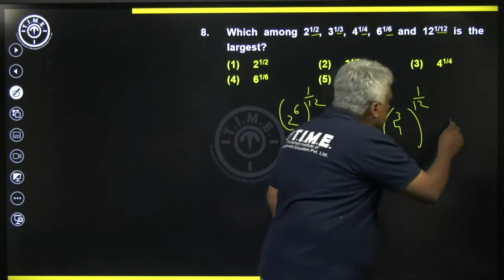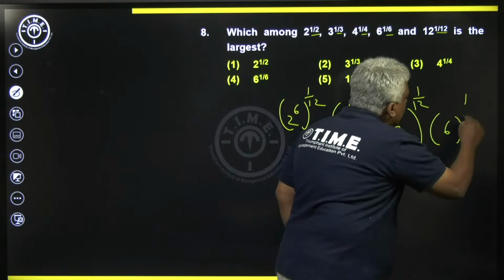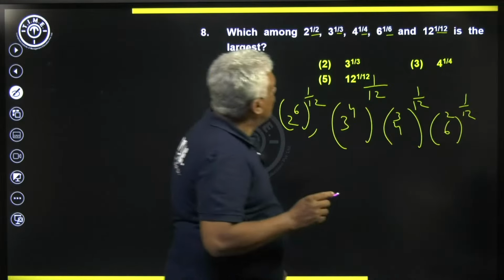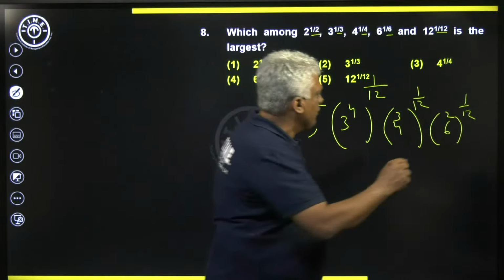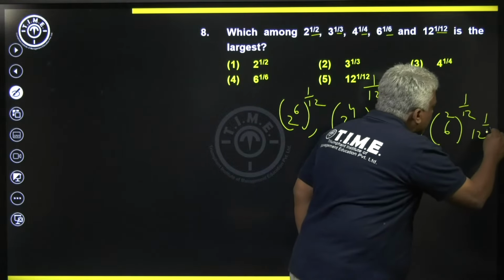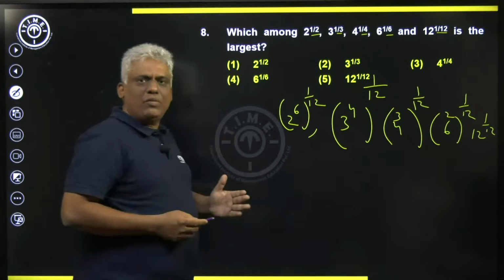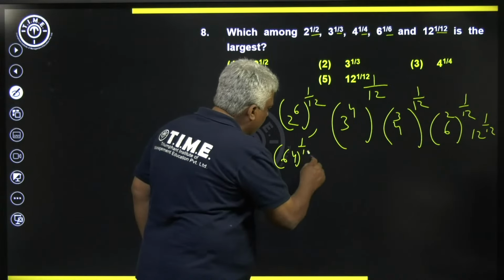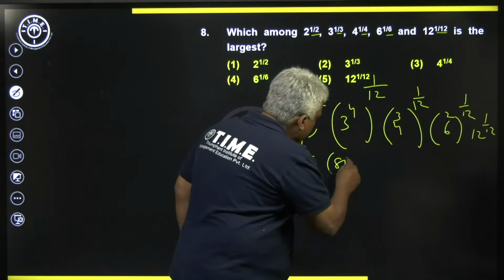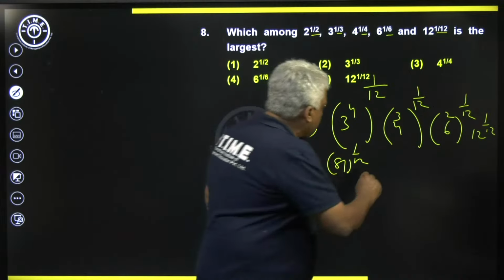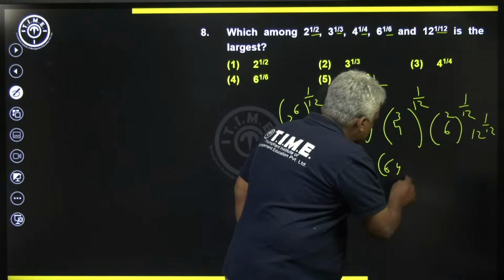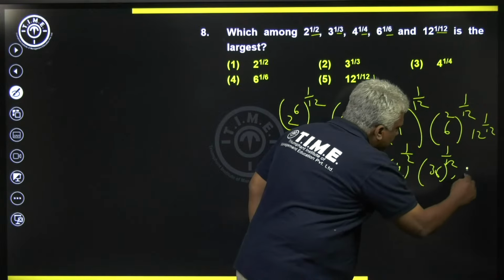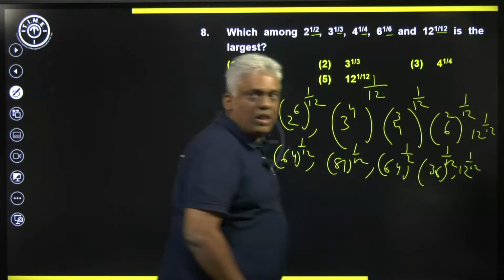And now 6 to the power 1/6, raised to 12, so 6 squared. I hope this is correct. And the last is 12 to the power 1/12, which is 12. Now, if you look at this, this is 64, this is 81, this is 64, this is 36, and this is 12. All the powers are 1/12.